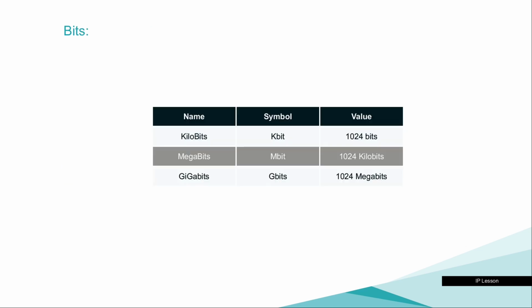The speed of the cables is measured in kilobits, megabits, and gigabits. Kilobits is 1024 bits, megabits is 1024 kilobits, and gigabits is 1024 megabits.